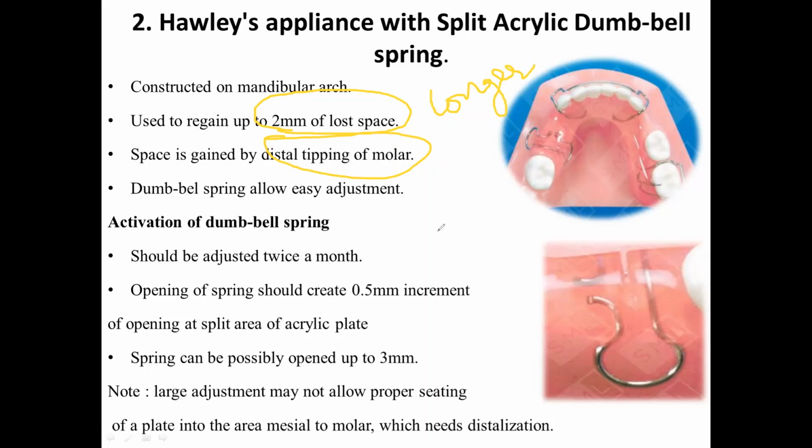So how do we activate this dumbbell appliance? Again, by opening the spring. As I told you, by opening the spring. By means of some particular instrument, we try to open this spring. Opening the spring will ultimately open this acrylic plate, and as you see here, one end of the plate along with the appliance is pushed over here, the other end of the plate along with the appliance is pushed over here. So what will happen when it is pushed? Ultimately this tooth will be pushed distally. Okay, I hope this is clear to you.